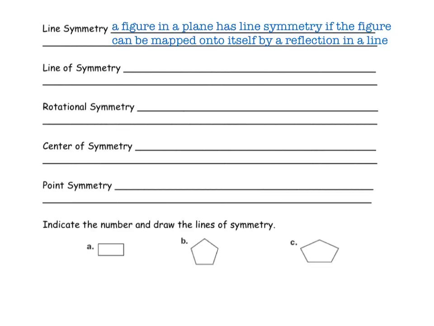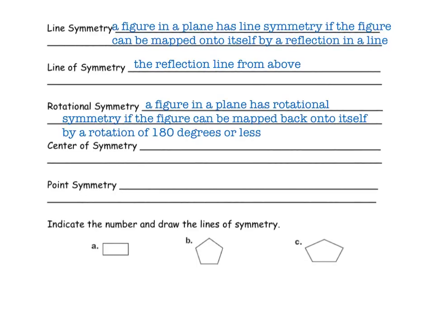Line symmetry: a figure in a plane has line symmetry if the figure can be mapped onto itself by reflection in a line. So basically, if I can fold it along a line and all the points map back onto themselves, then my figure has line symmetry. So obviously, when a figure has line symmetry, there is a line of symmetry, which is that reflection line, that fold line that I was just talking about.